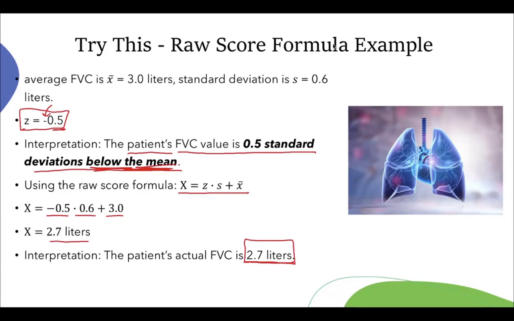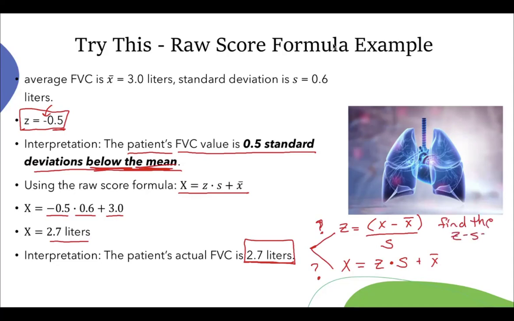Let's remember that in the z-score formula, z is x minus x bar, the mean, divided by the standard deviation. And in the raw score formula, we have x, the raw score, equals the z-score multiplied by the standard deviation plus the mean. A problem involving z-scores could ask you for one or the other. It's careful reading that's going to guide you into which formula to use. If the question asks you to find the z-score, you use the z-score formula.